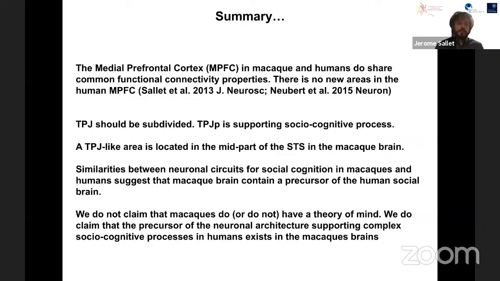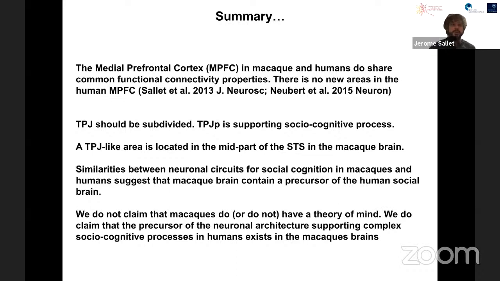I didn't go into too much detail, but with Matthew Rushworth and Jorge Mas, we have shown that the medial prefrontal cortex in macaque and human do share common functional connectivity properties. So there's no new area in the human medial prefrontal cortex that would support this mentalizing ability in humans. If you're interested in the temporal parietal junction, you should be careful.